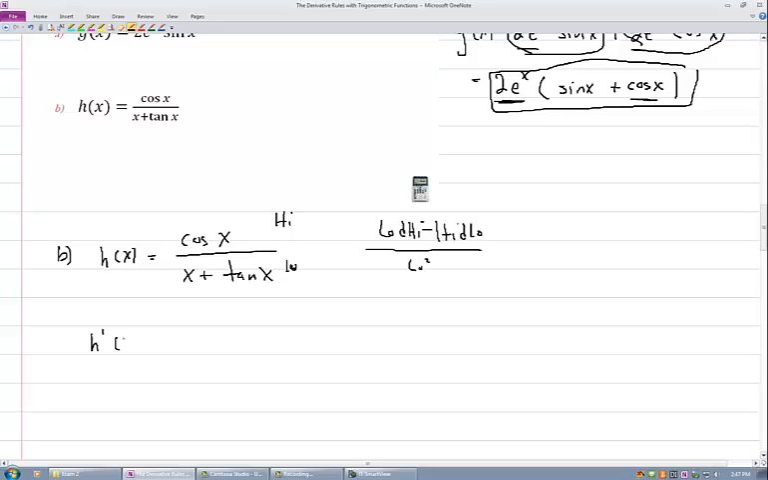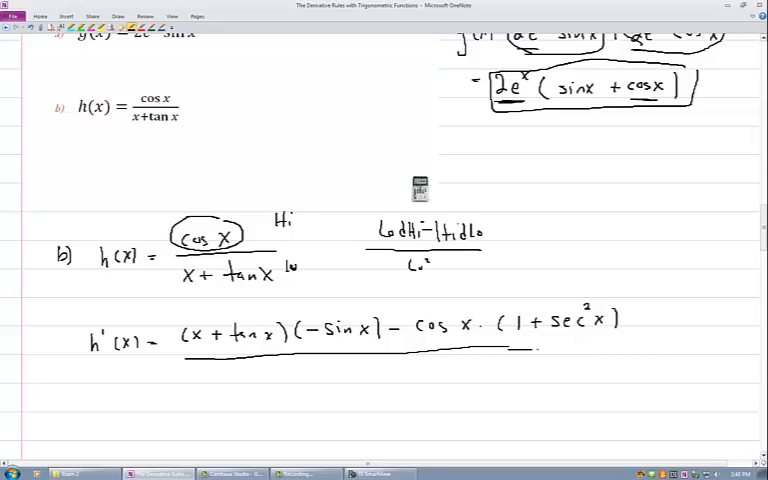So down here I can write h prime of x is equal to, and I have the low function, so just copy it down, x plus tan of x, all times the derivative of the high function. Now the derivative of my high function, right here, derivative of cosine, since it's minus, this is sine of x, and then minus the high function, which is cosine of x, times the derivative of my low function, which is 1 plus secant squared x, all over my low squared. So x plus tan of x quantity squared. And now the rest is just some algebra, so let's just clean it up a bit.